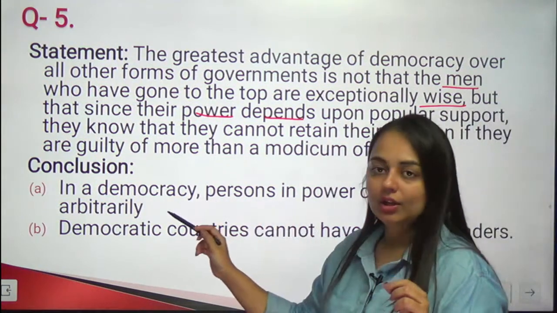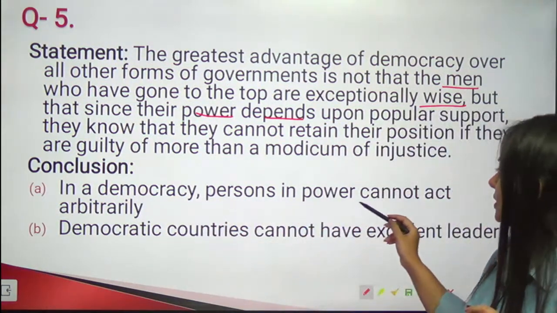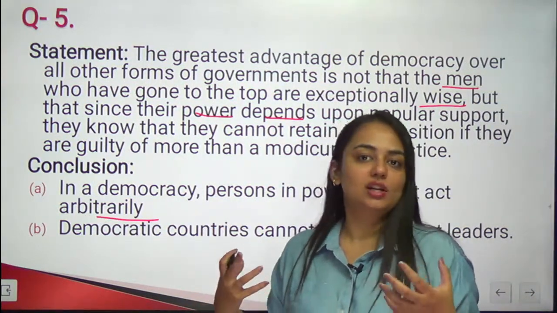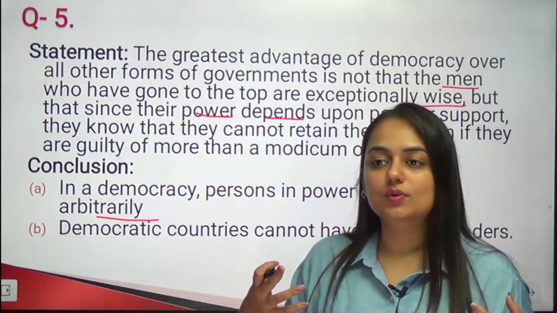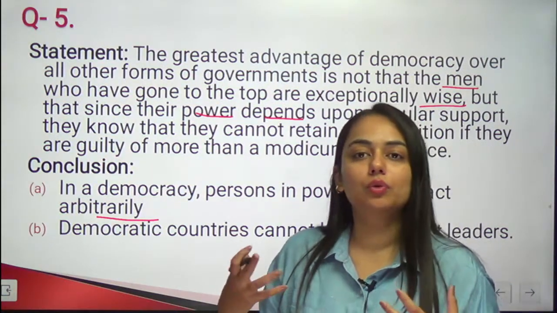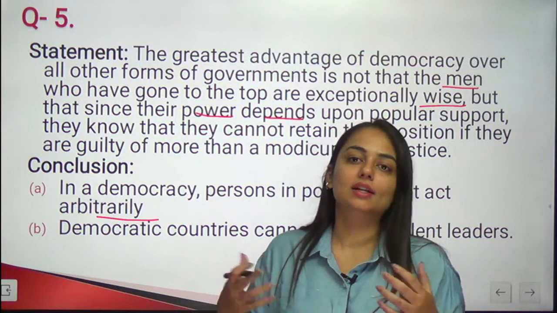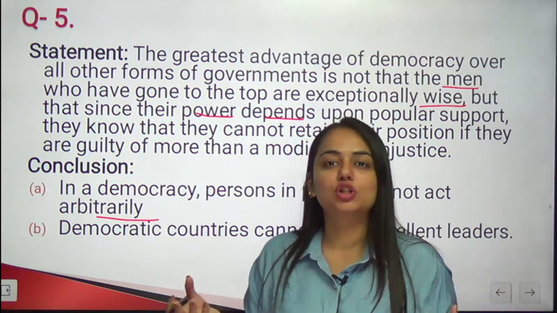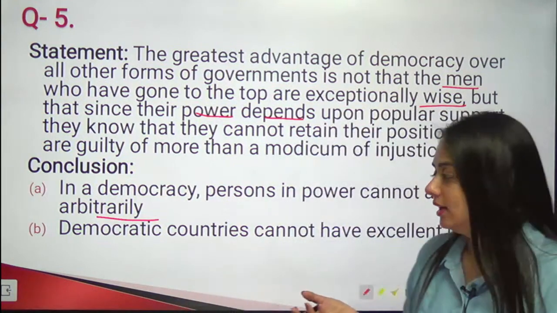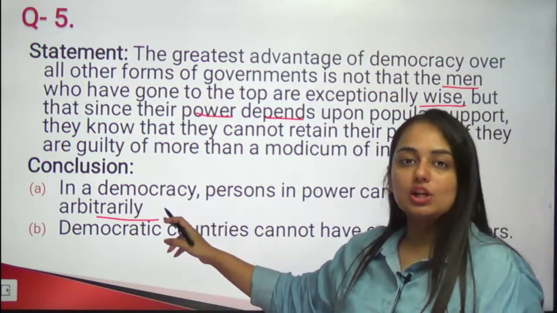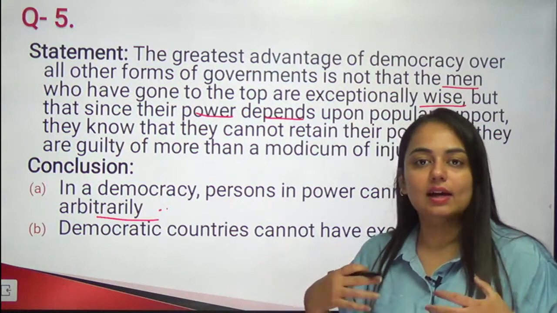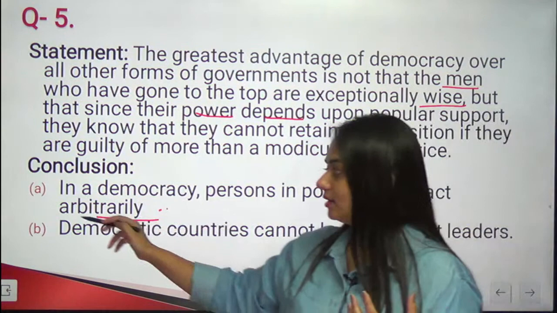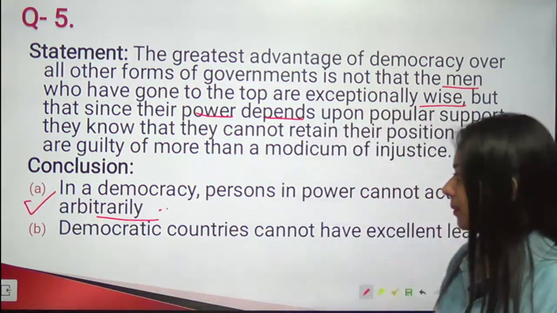So first conclusion is, in a democracy, person in power cannot act arbitrarily. So he cannot take subjective actions, which we do not know what will be the consequences or why he took those actions. So particular to one person or his mindset is the arbitrary action. He cannot take any such impromptu or arbitrary action. He'll have to decide, analyze the situation, see what is needed and then take action. So yes, this seems to be a logical explanation.